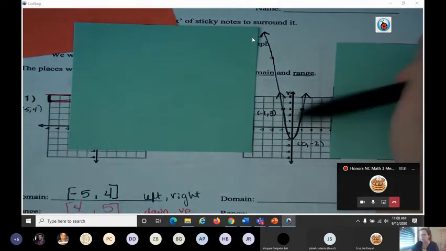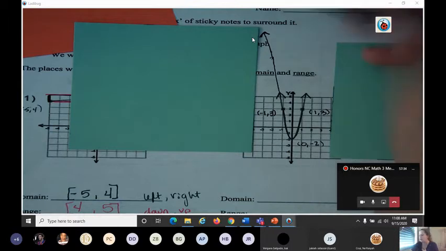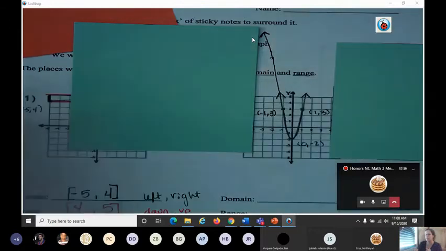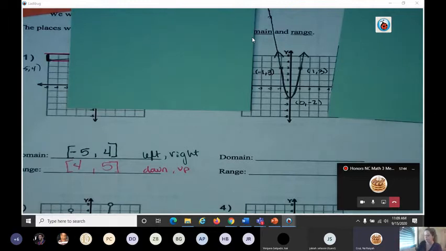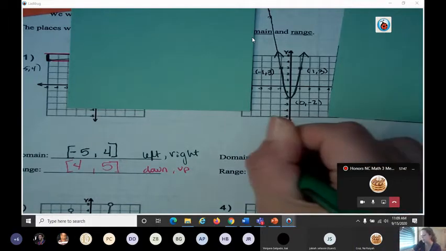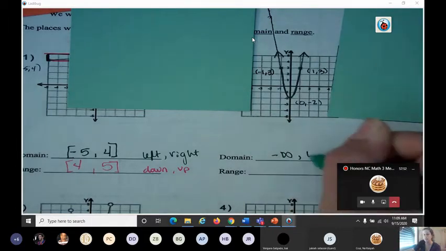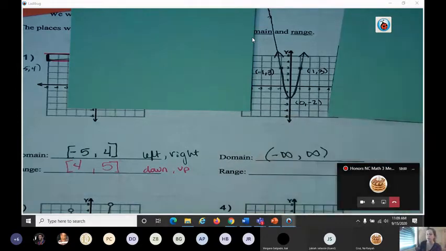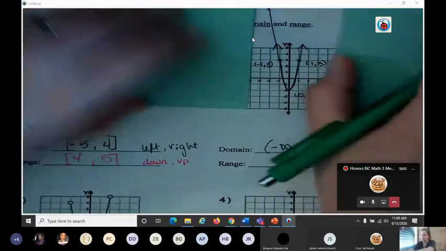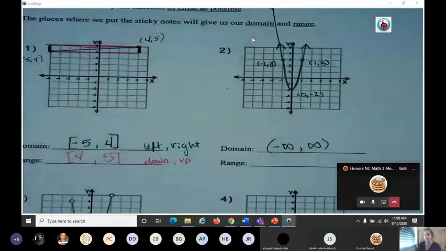So a parabola extends all the way to the left and all the way to the right. Does anybody have any guesses about what our domain should be if it goes all the way to the left and all the way to the right? Infinity? Yeah, so on the left-hand side, we're going to go to negative infinity. And on the right-hand side, we're going to go to positive infinity. And because we have infinities in both of these places, we have to use 2 round brackets. So there are no green lines that I can draw for the domain on this. Questions about that?